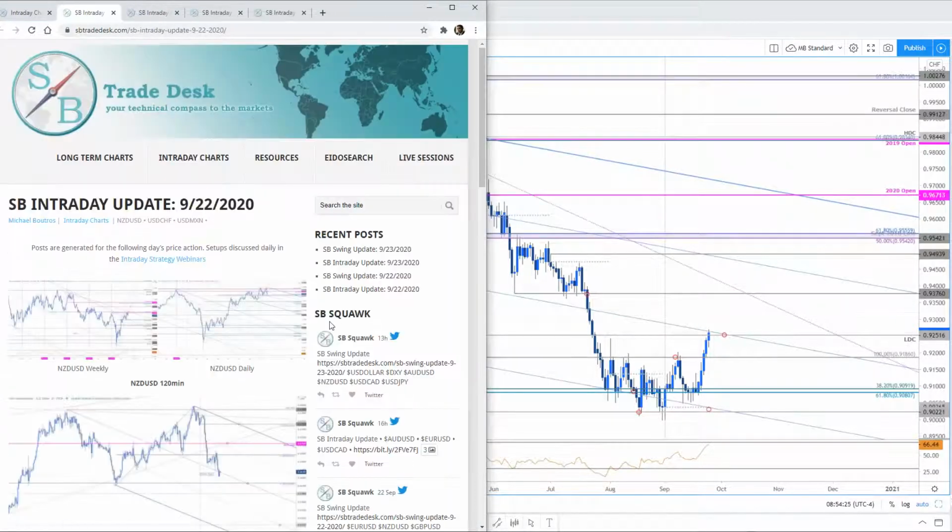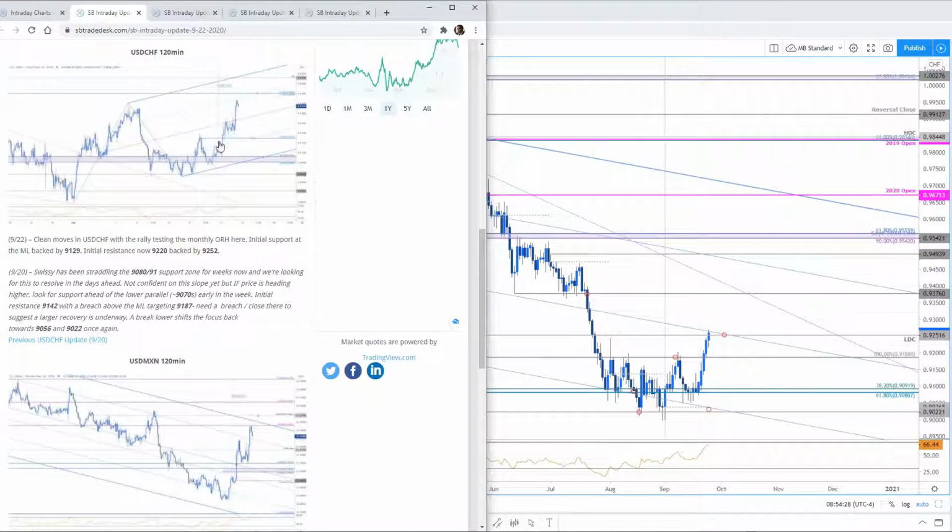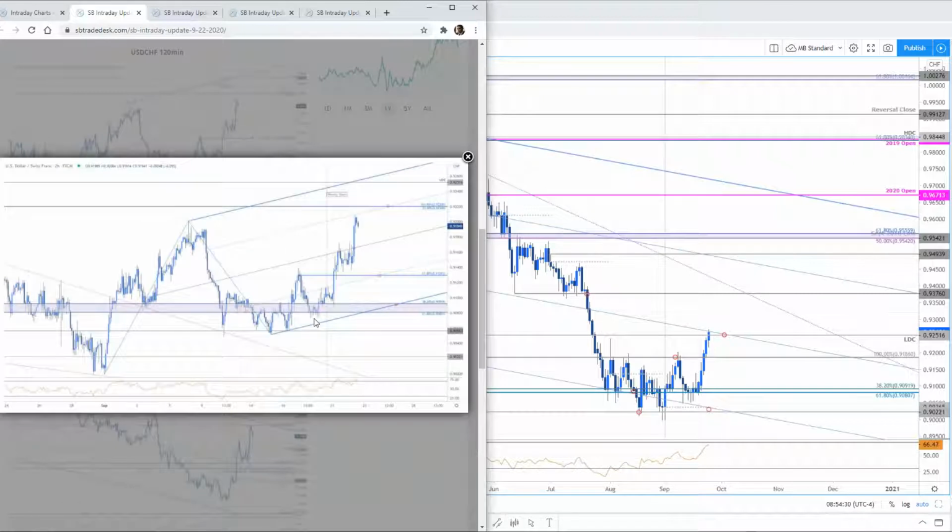Swissy, from the previous update, looked like this. Remember, we talked about this early last week. We hadn't talked about this in a while, but we were coming back above this major pivot zone, 90.80, 90.91. Talked about this for months and months and months, guys. We opened and pushed right through.